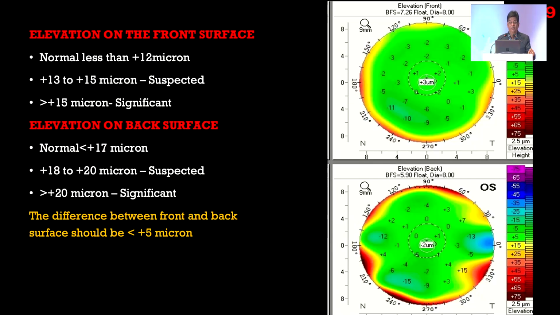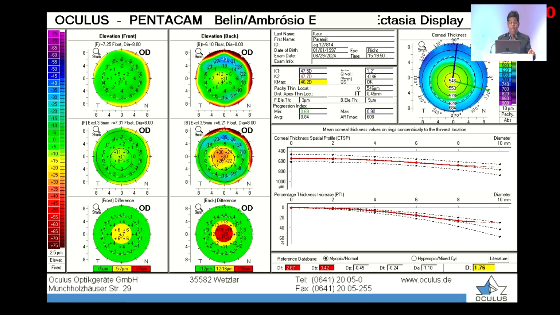And just to go over some values which are significant, if the elevation on the anterior surface is more than 15 microns, we regard it as significant, at risk for ectasia. And if the elevation of the back surface is more than 20 microns, it is also regarded as significant. And preferably the difference between the two should be less than 5 microns. And this is something known as the Belin-Ambrosio enhanced ectasia display. If we look at this display, it also gives us a value called the D value, which is a composite of the deviation of various elevation parameters away from the normal.